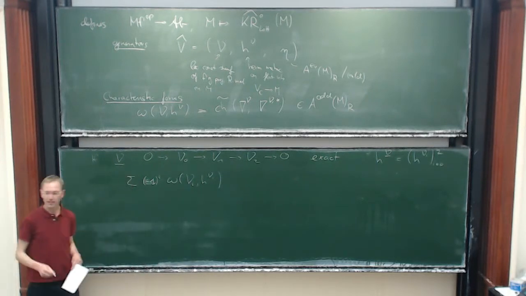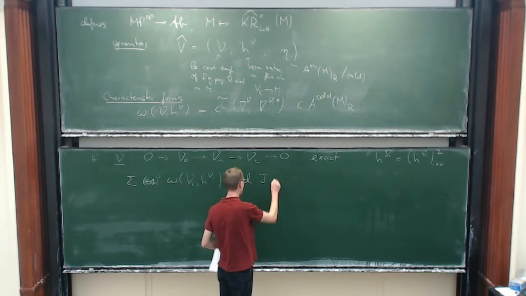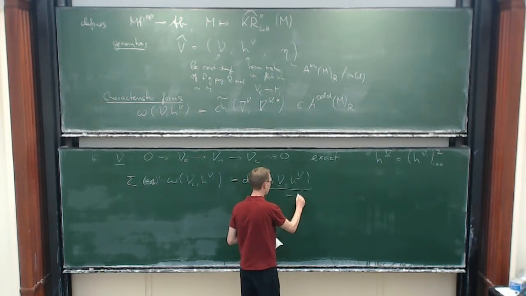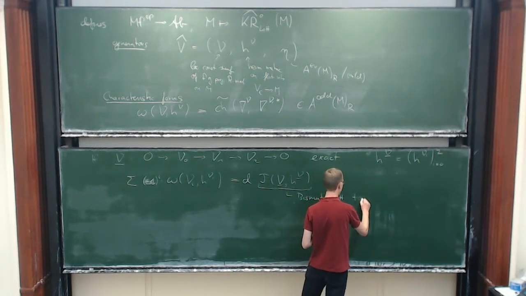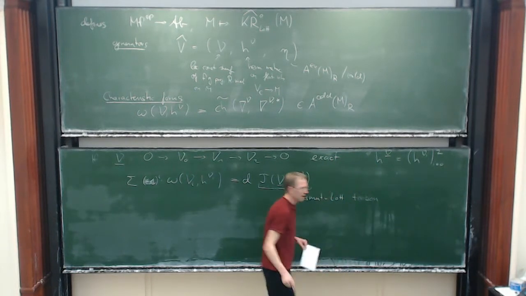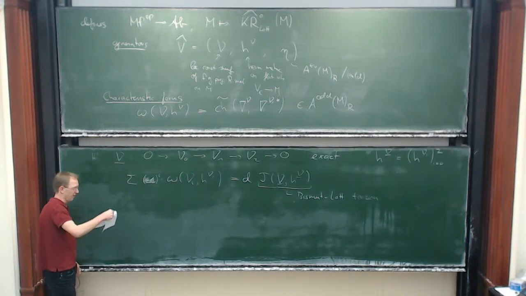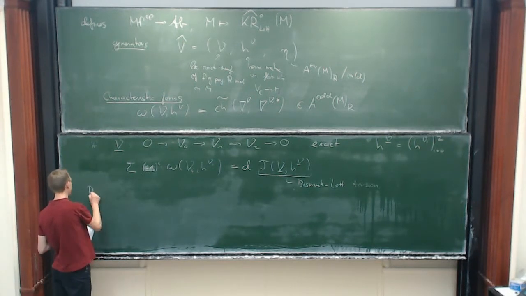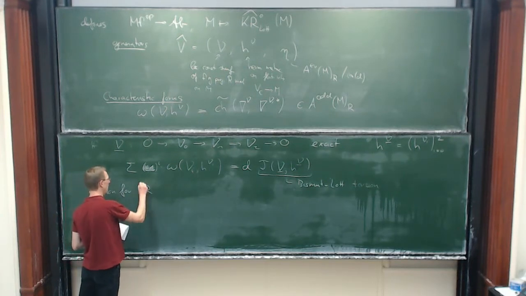But this will be an exact form in a canonical way, and this is d of the so-called torsion form, which I denote like this. So this thing here is the Bismut-Lott torsion form. This is canonically defined, and so you have this relation. And now the relation you impose on this K-theory is as follows. So the relation for this KR hat.